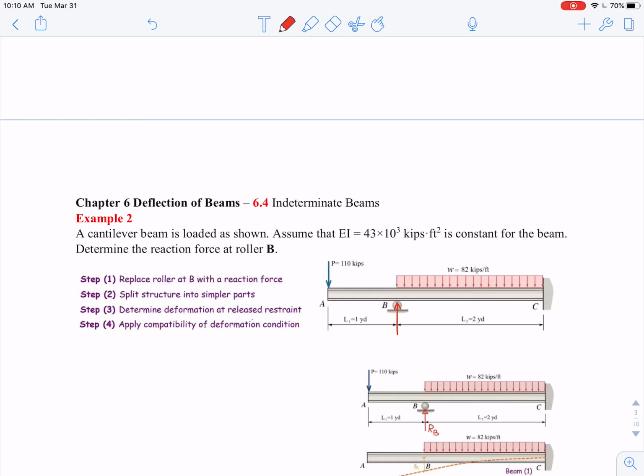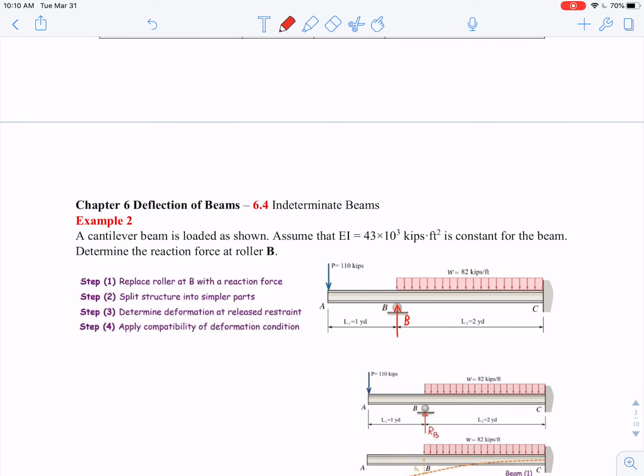So the first step, of course, will be to replace the redundant restraint roller B with the reaction force By. Then we split the structure into simpler parts. So here, how many parts do you think we need to split it into? Depending on the number of loadings, right? We have a load W, and we have 2 concentrated loads, that is P and By. So we need to split it into at least 3 simpler parts.